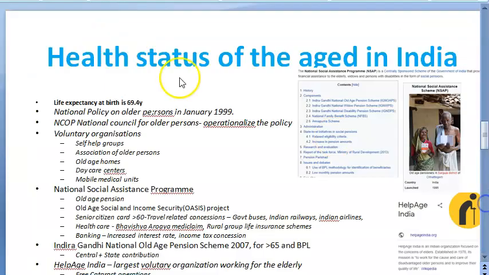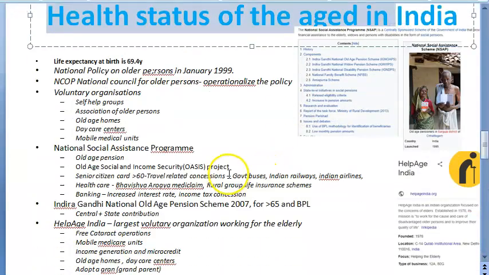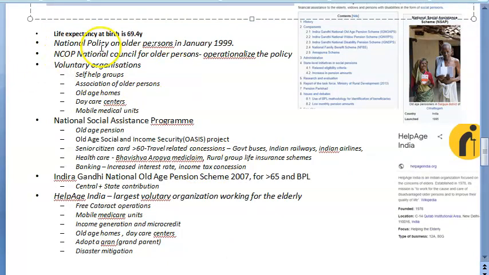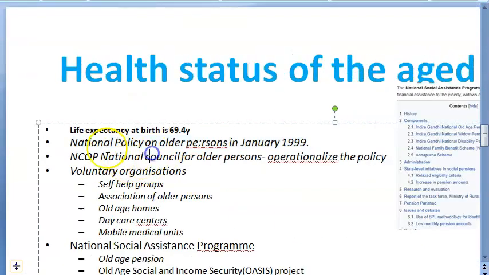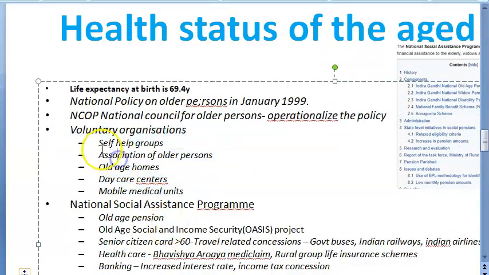And then health status of the aged in India. This is the most important slide here. The life expectancy at birth in India is 69.4 years. In 1999, there was a National Policy on Older Persons. Then to implement this policy, they had a National Council for Older Persons. There are various voluntary organizations which provide self-help groups, and an association of older persons itself. Old age homes, daycare centers, mobile medical units.